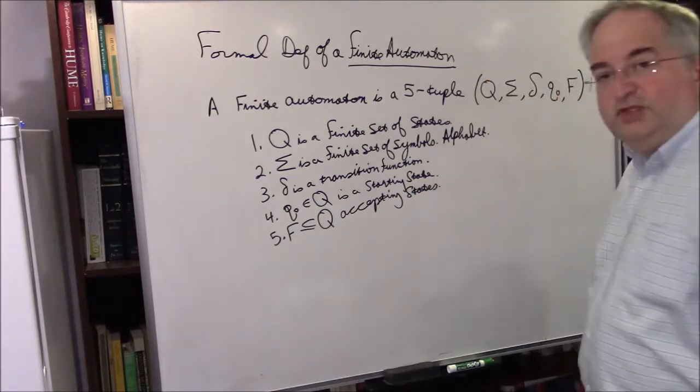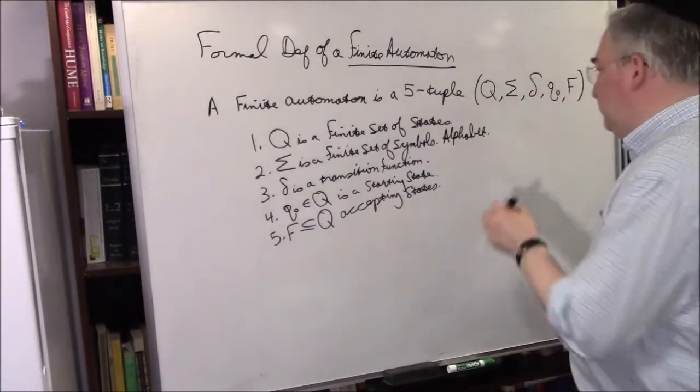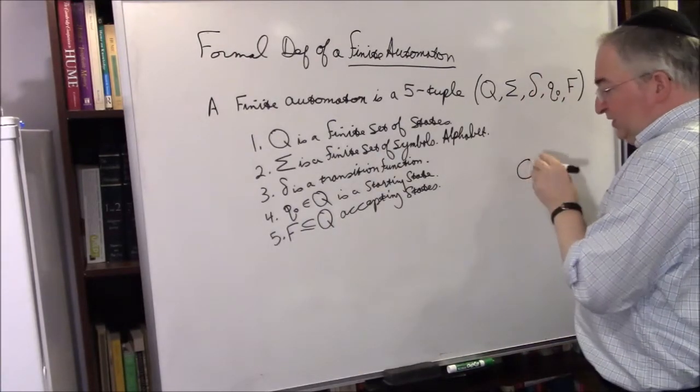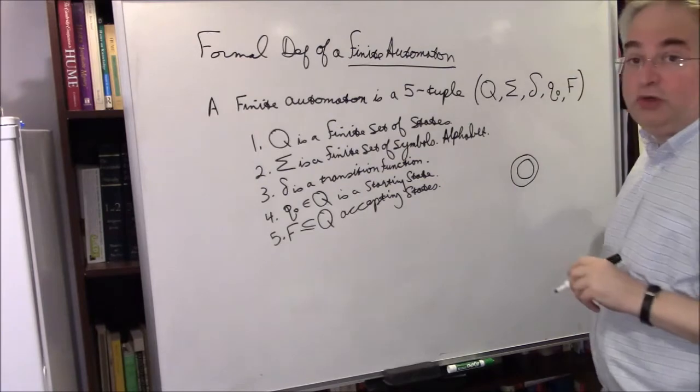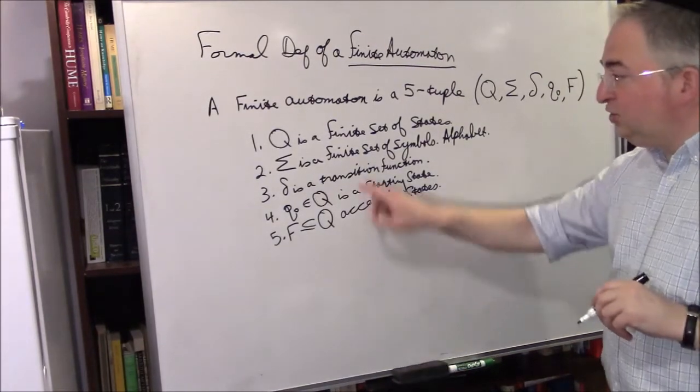Okay? F is accepting states. It's a bunch of states. And how did we draw accepting states? We drew them, this is a state, an accepting state, with 2 circles around them. Okay, great. Now, what the hell is the transition function?